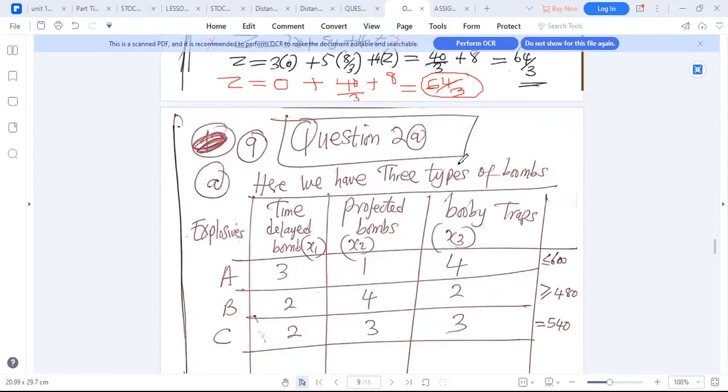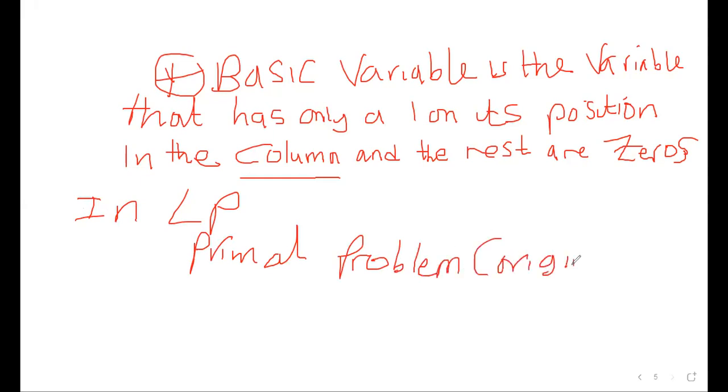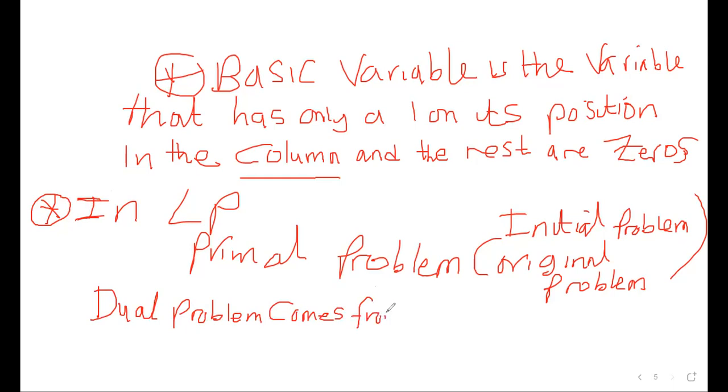So in linear programming, we have the primal problem. This one is called the original problem, or in short, the initial problem. Then we have the other one, which is the dual problem. Dual problem comes from the primal problem.